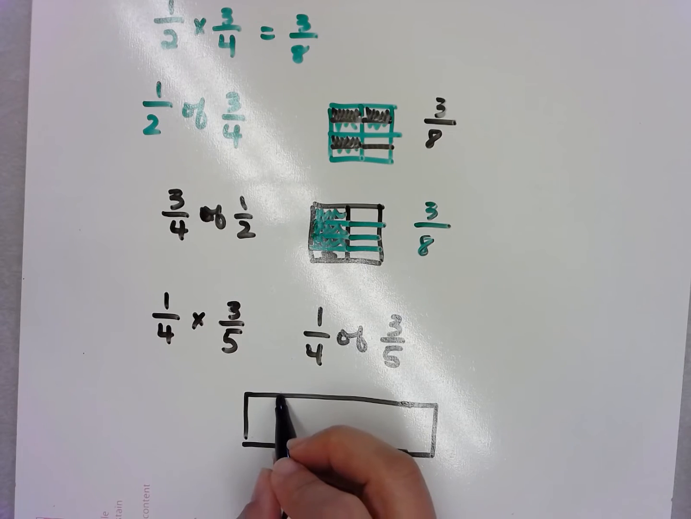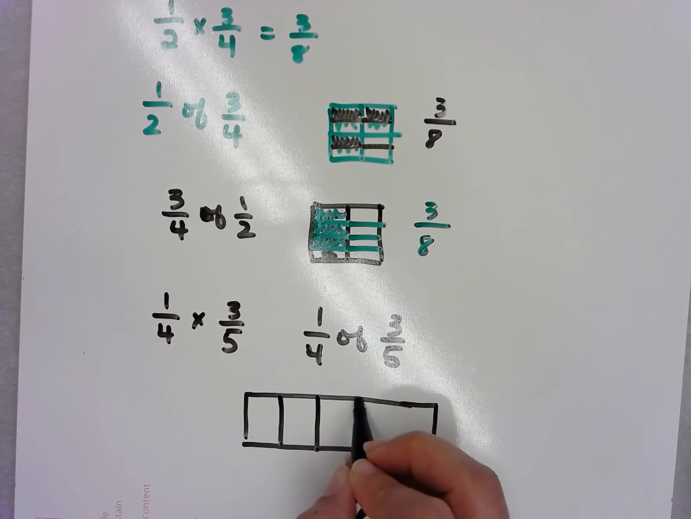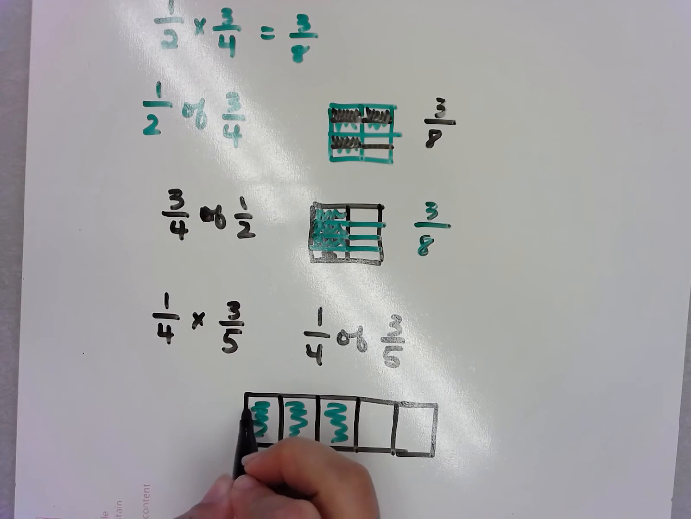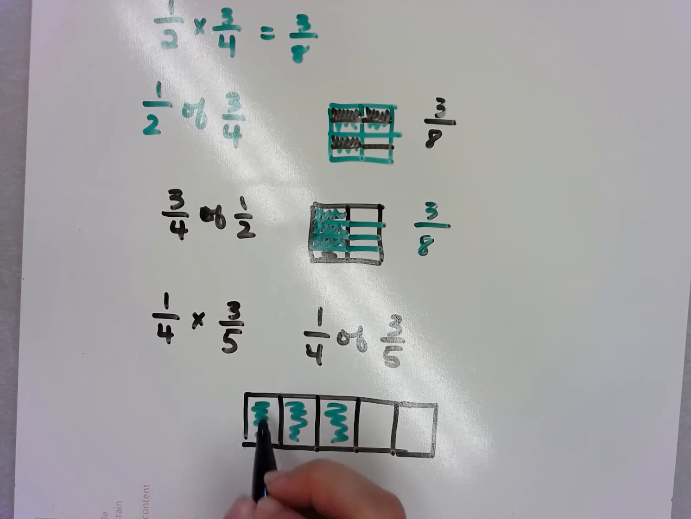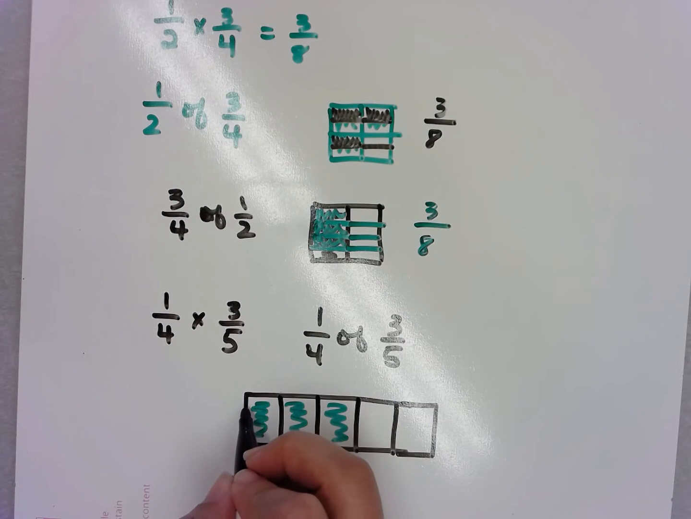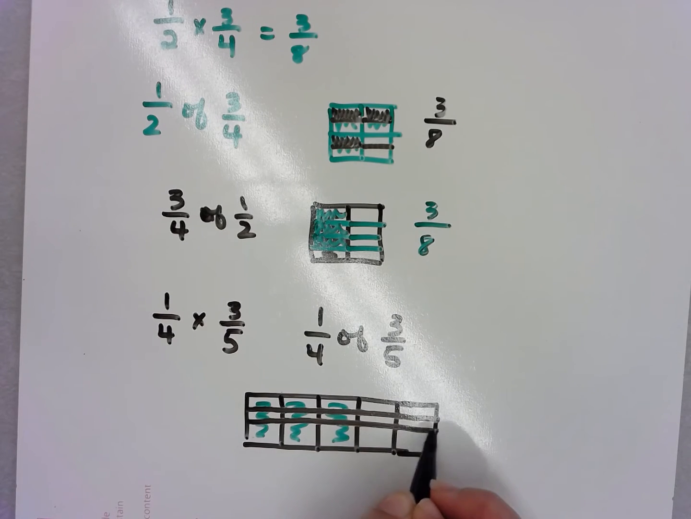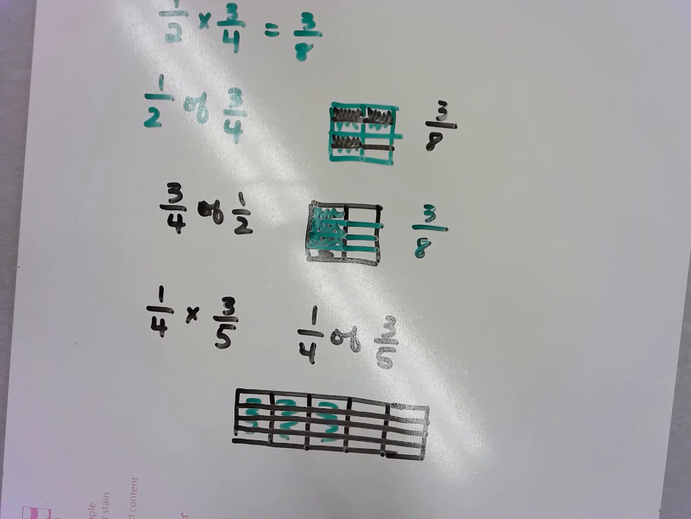All right, so there's 1, 2, 3, 4, 5, and 3/5 would be 1, 2, 3. Okay. Now I want 1/4 of each one of these. So that means I'm going to break each one of my 5 pieces into 4 pieces each. So I'm going to break them all at once. So 1, 2, 3, 4. Okay. And now I want 1/4 of each of these.